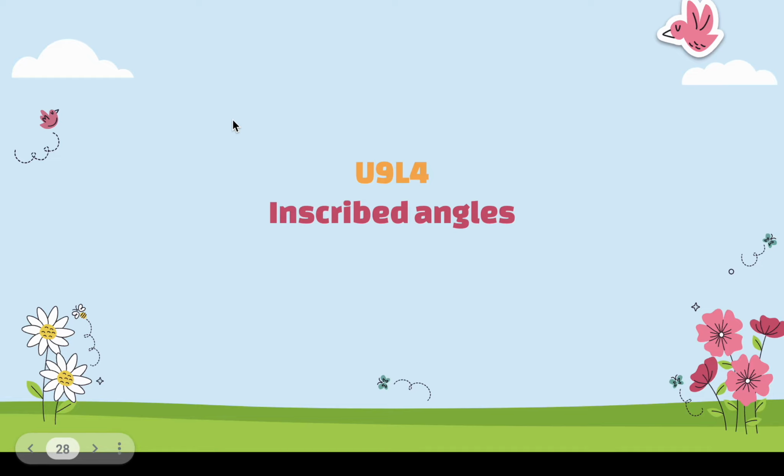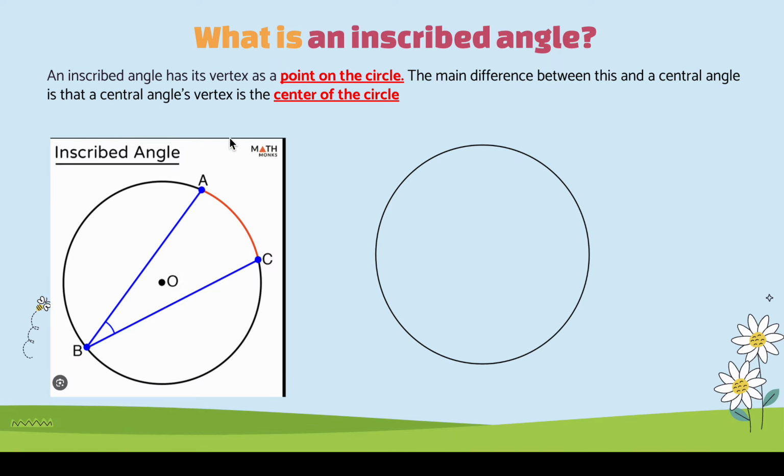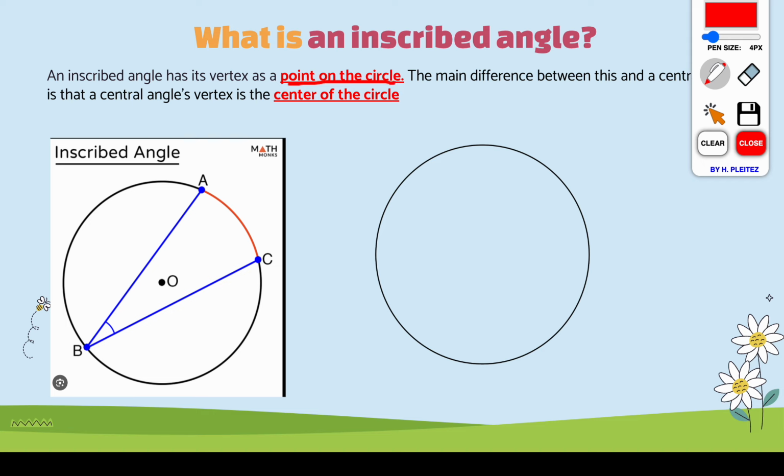What's up, everyone? In this lesson, we're going to be talking about inscribed angles. So, an inscribed angle is an angle that has its vertex as a point on the circle.